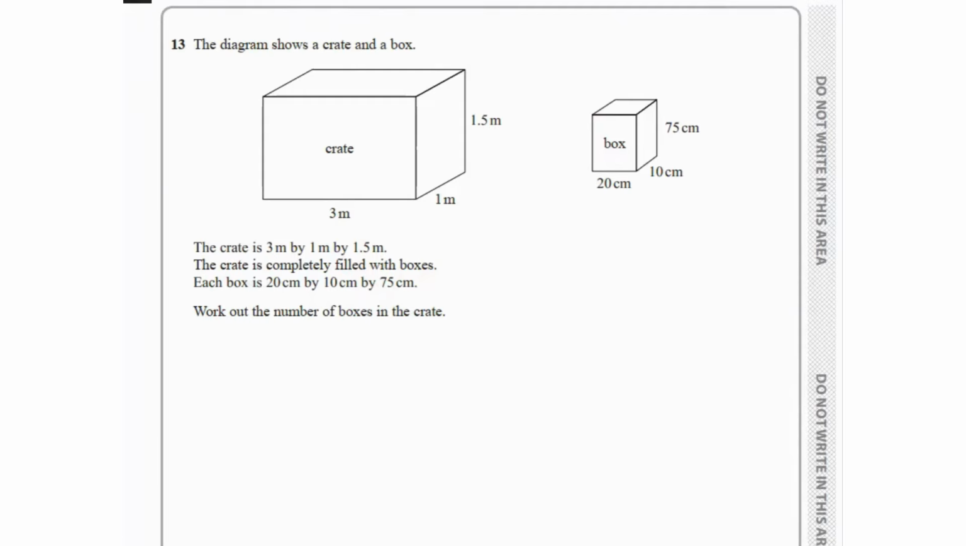So for this, what we can do is we can find the volume of both the shapes. So volume of crate. That's going to be 3 times 1 times 1.5. That equals 4.5 meter cube.